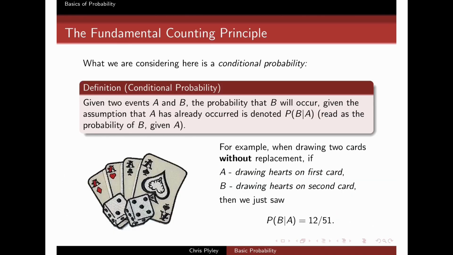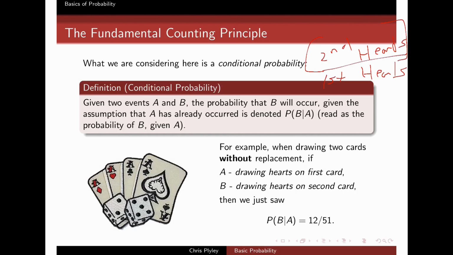And so what we're actually considering here is what's called a conditional probability. I have some event that I want to consider, and that's the event that the second card is hearts. And I'm not considering it just by itself. I'm considering it with a second event that I'm assuming has already happened. So in our example, I'm trying to consider what's the probability that the second card is hearts, and we've made the assumption that either the first card was hearts or the first card was spades had already occurred.